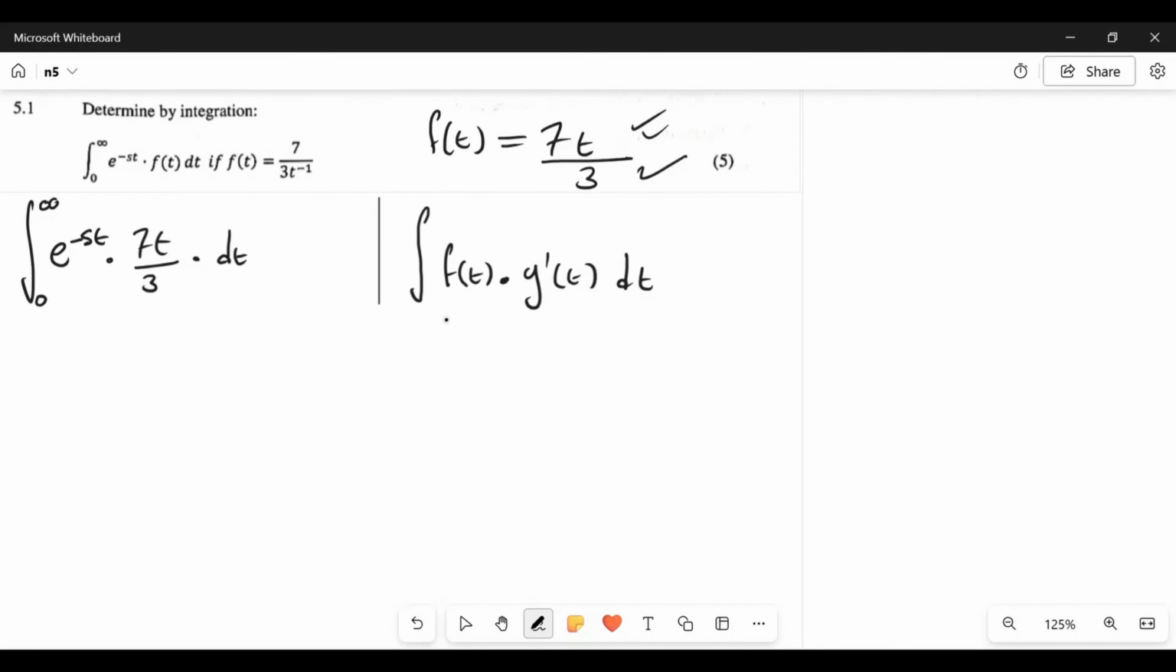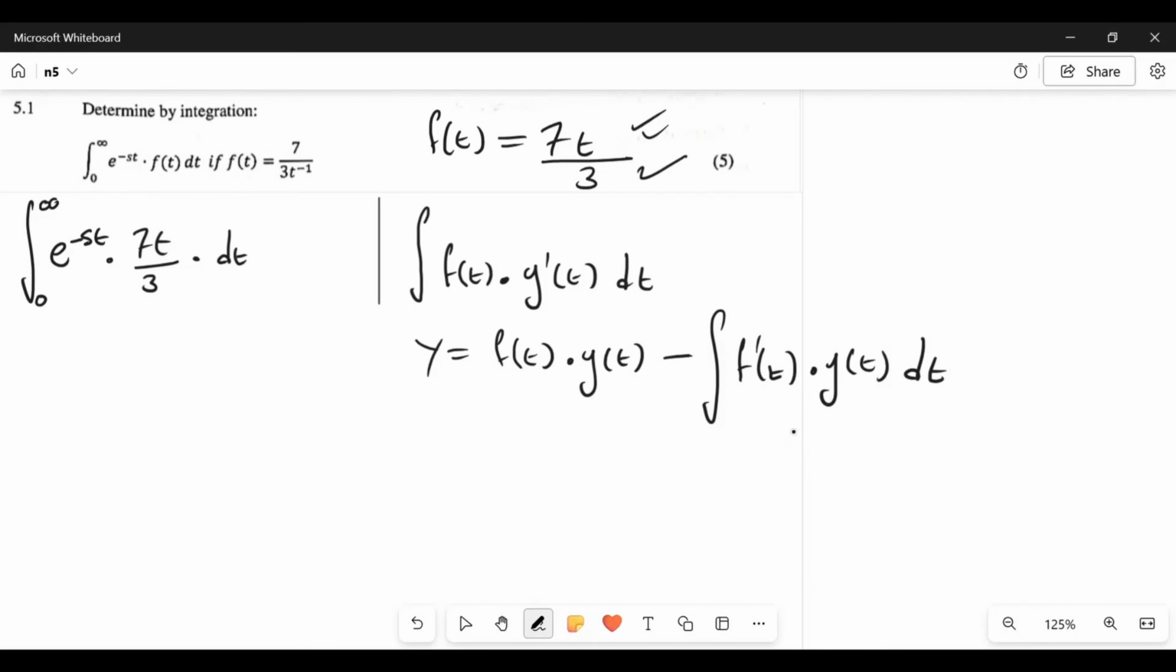Now when you integrate, the general formula goes like this: you're going to have your f of t multiplied by the integral of g of t prime, which in turn is going to become g of t, and then minus the integral. Now this time around, you differentiate f of t, and then you multiply it with g of t, and then we have dt there. So this is the formula that you must use. It's really not that difficult, guys.